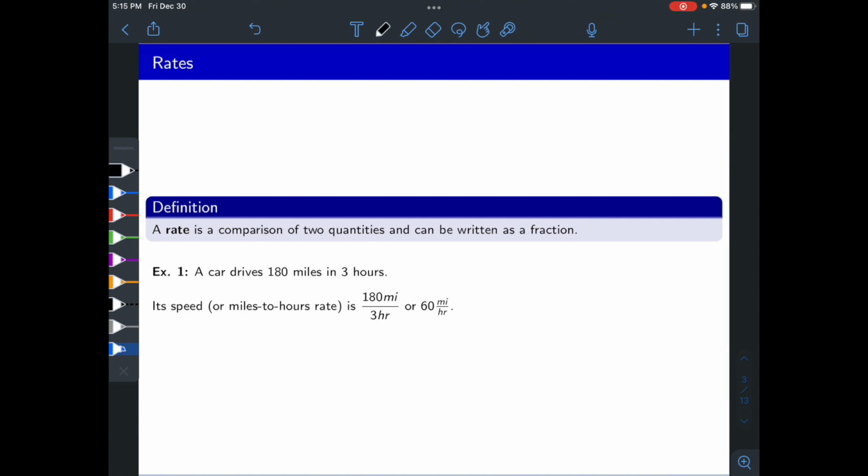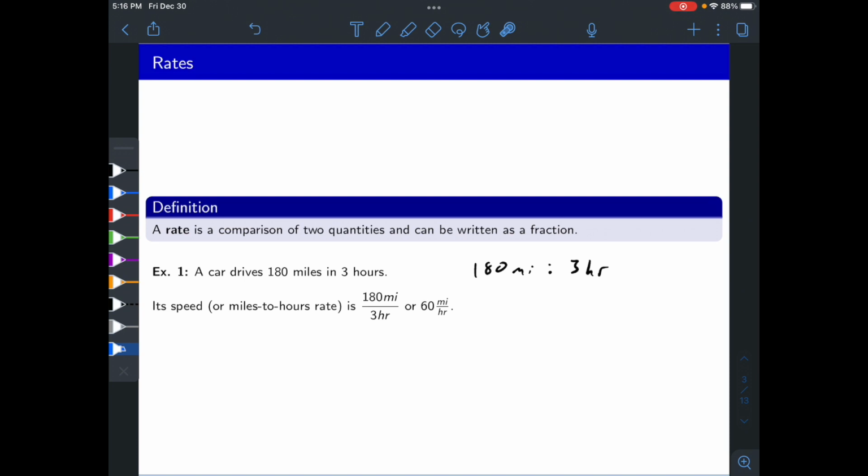The corresponding ratio would be written like this. It would be 180 miles and then a colon and 3 hours. So 180 miles to 3 hours would be the corresponding ratio. Of course, you could reverse the ratios a little bit.